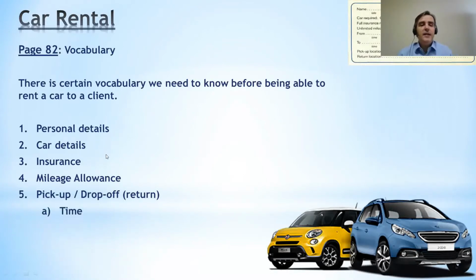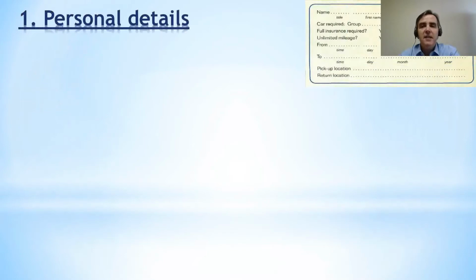So it is important that we know these, and especially with pick up and drop off, there's two different things. We're looking at where and when. So the time and our location will be important there. So I want to go through each of these vocabulary groups and try to give you some useful vocabulary that you could use if you are renting a car to a client. So we'll start with the personal details.